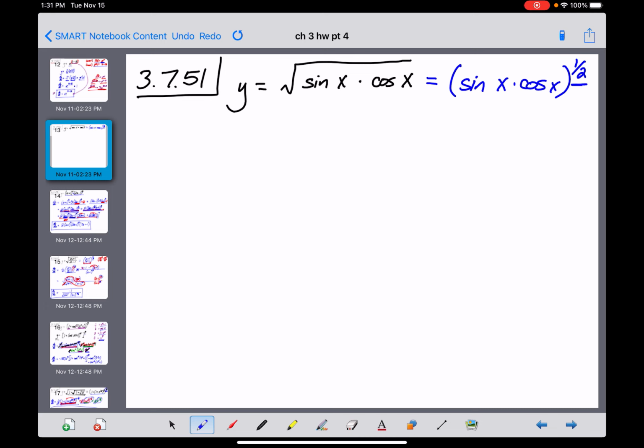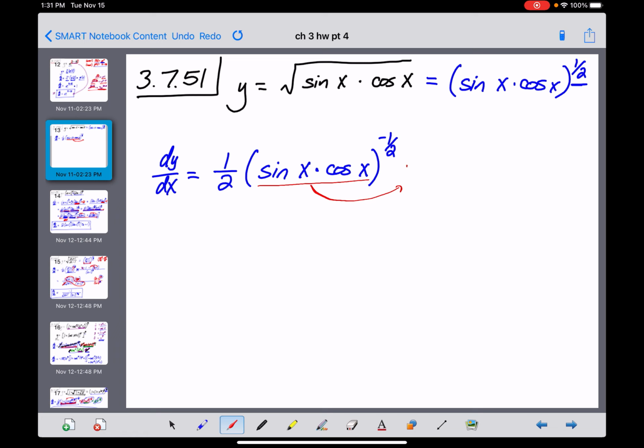That would be the 1/2 power, and that should tell you that to take the derivative of y with respect to x, we're first going to have to worry about the power rule, which is going to put a 1/2 out in front. We keep the base of the exponent exactly the same as it was, sine of x times cosine of x, and we drop our exponent by 1. That's going to be a negative 1/2 power. So there's the power rule, but here we go. We now need to multiply that by the derivative of the base of that exponent. So that's where the chain rule comes into play.